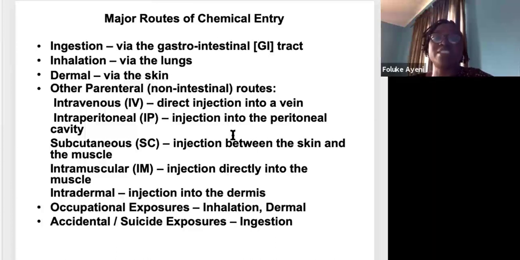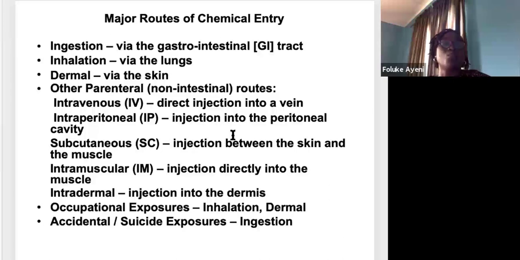It could be through the IV, which is direct injection into a vein. It could be intraperitoneal, which is being injected into the peritoneal cavity. Could be subcutaneous, which is the injection between the skin and the muscle. It could be intramuscular, that's directly into the muscle. Intradermal, directly into the dermis, that's under the skin. And then, apart from these other routes, you could also have occupational exposures, which fall under one of these four routes that we have mentioned.